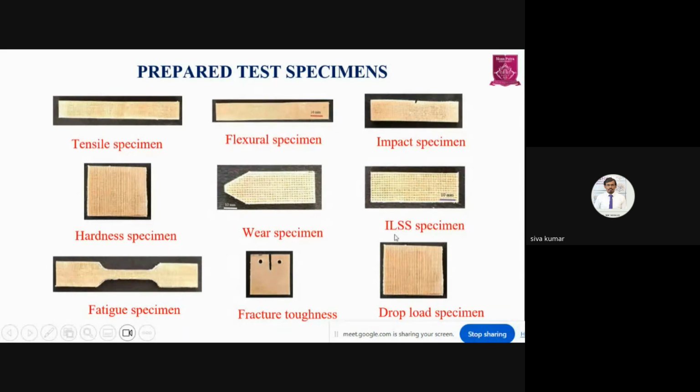Why drop load specimens are here: it is a unique kind of testing. They keep some distance and drop some amount of weight at a certain velocity to see how much load it takes. It is the same as impact, but they test using different velocity. It is called drop load testing.